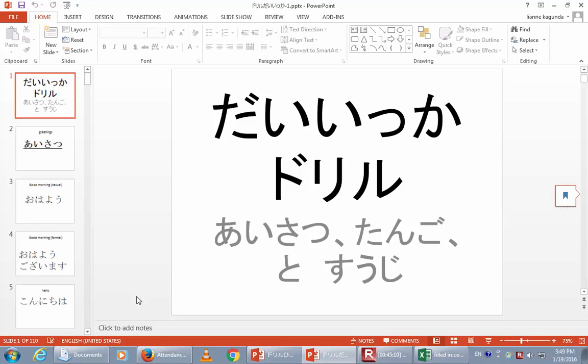Denwa. Telephone. Denwa. Ni. Sai. Nisai. 2 years old. Sai is the suffix that they use for years of age. So you take any number and put sai on the end, and it means that the person is that many years of age.